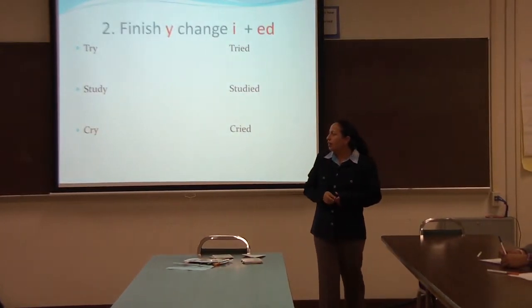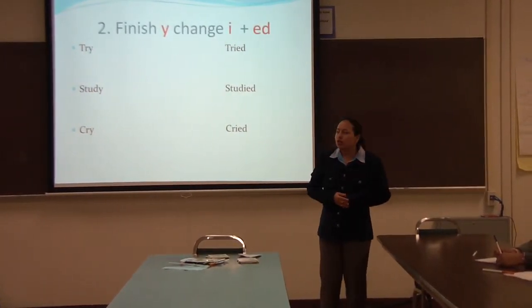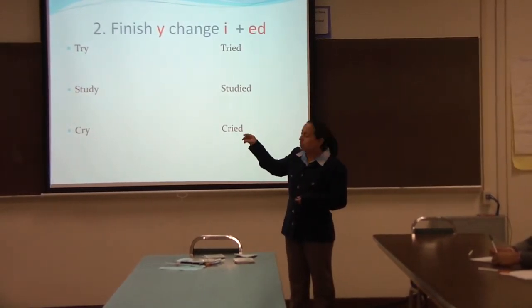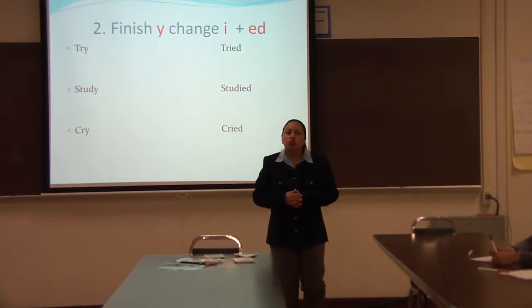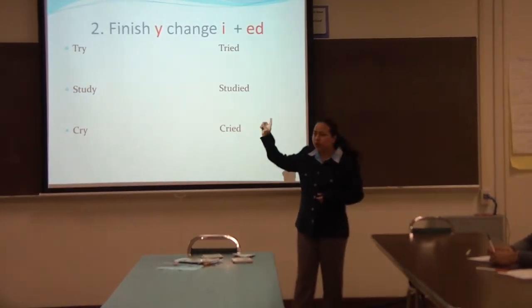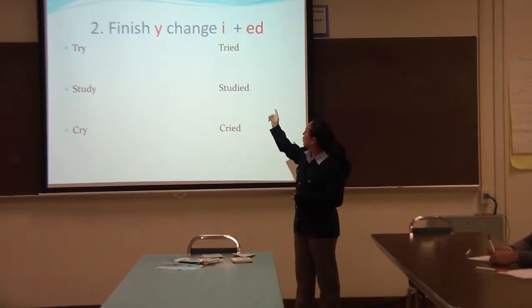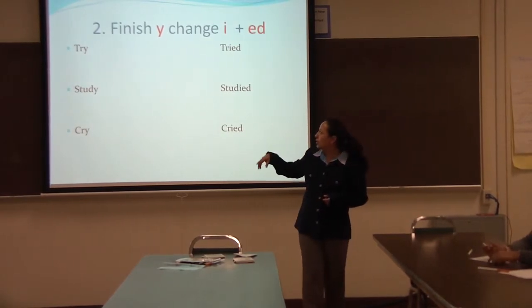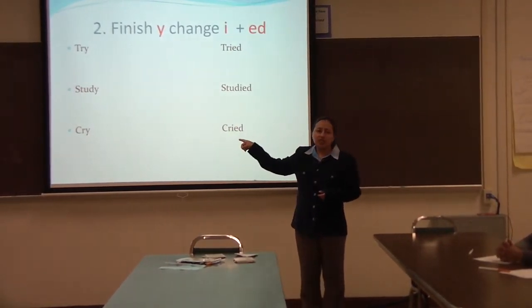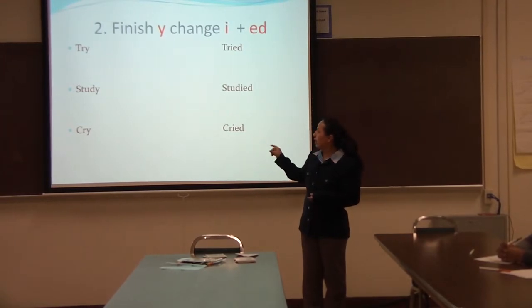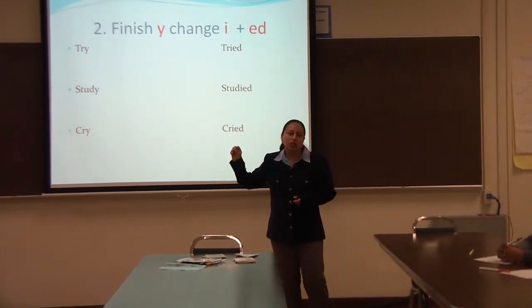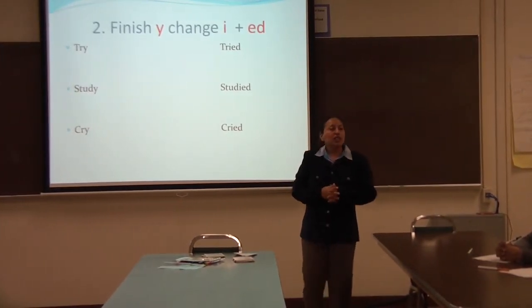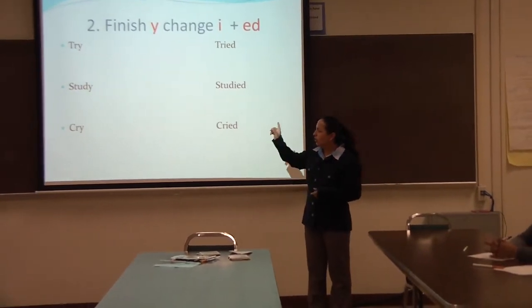The second slide and rule is related with verbs finishing in a consonant and then Y. If you find some verbs like this, you have to change the Y to I and add ed. For example, try, tried, study, studied, cry, cried. It's easy to recognize. Only change the Y to I and add ed. Is it easy?